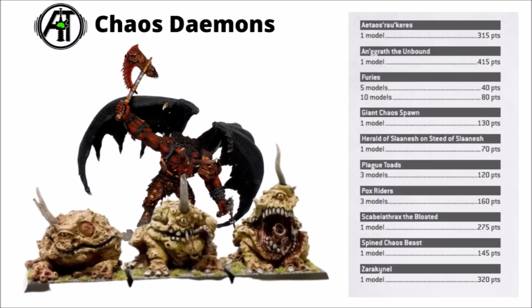Otherwise for Chaos, we've got the Chaos Demon Forge World units, a bunch of various lesser demons like the Plague Toads, Pox Riders, and the Giant Chaos Spawn, alongside those really big super greater demons. Things like Angrath the Unbound, the Unique Bloodthirster, or Scabithrax the Bloated, the Enormous Great Unclean One. They've also got a datasheet for Chaos Furies as well.